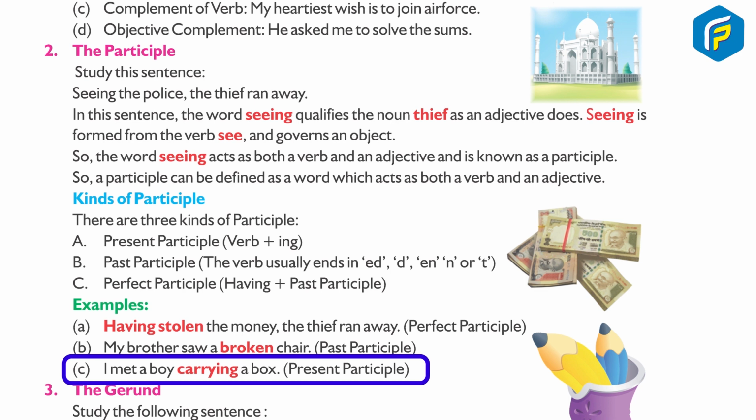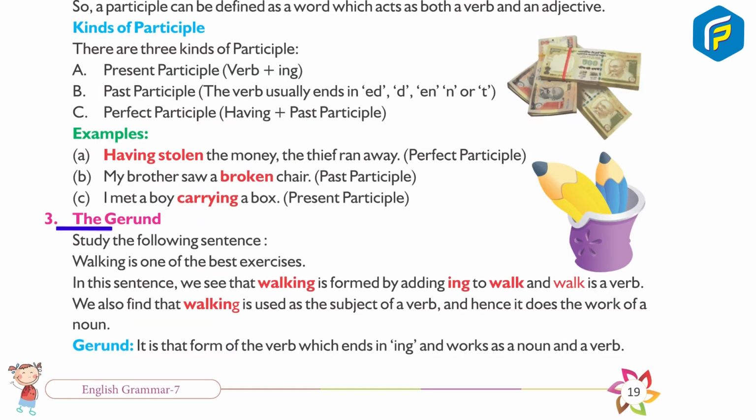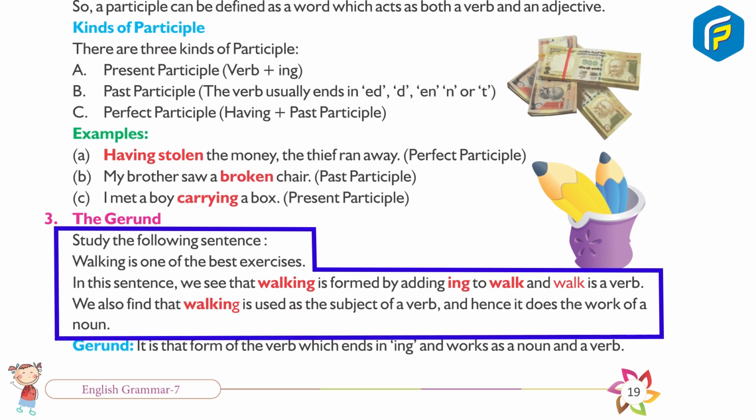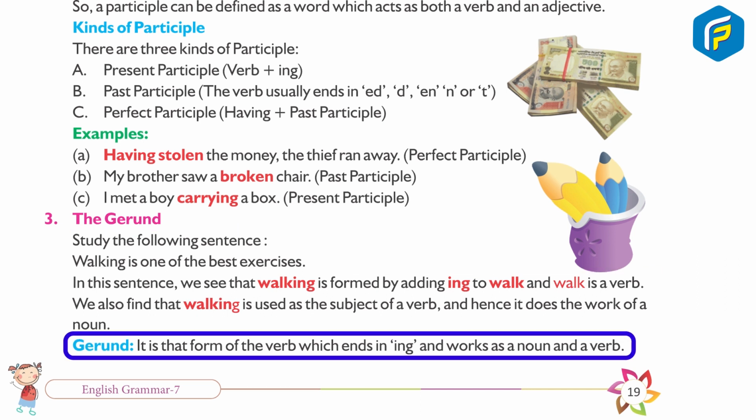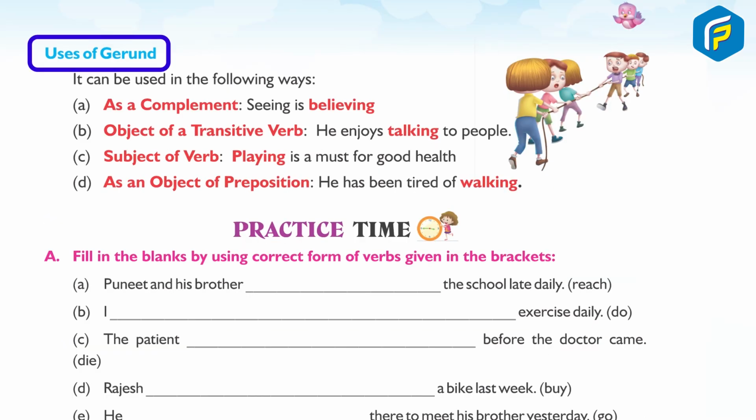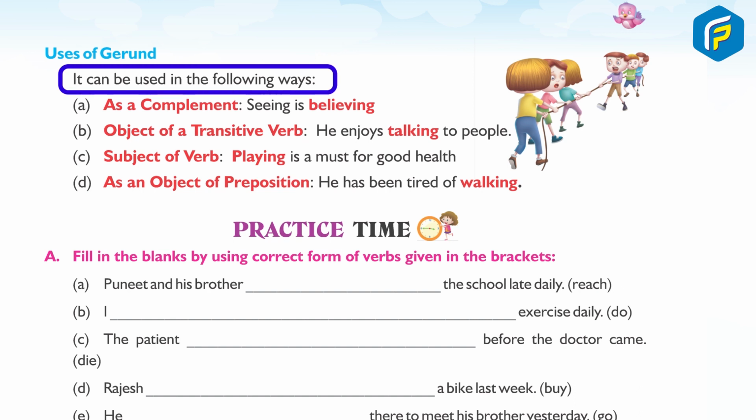Present participle. 3. The gerund: study the following sentence. Walking is one of the best exercises. In this sentence, we see that walking is formed by adding ing to walk, and walk is a verb. We also find that walking is used as the subject of a verb, and hence it does the work of a noun. Gerund is that form of the verb which ends in ing and works as a noun and a verb. Uses of gerund: it can be used in the following ways.